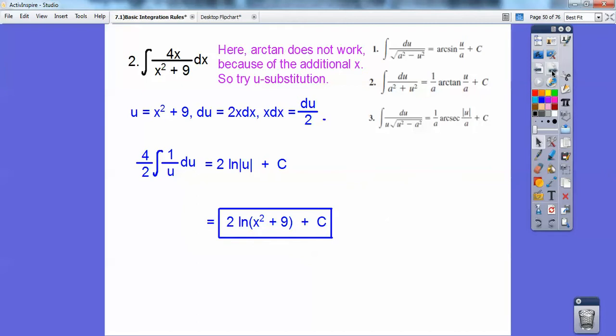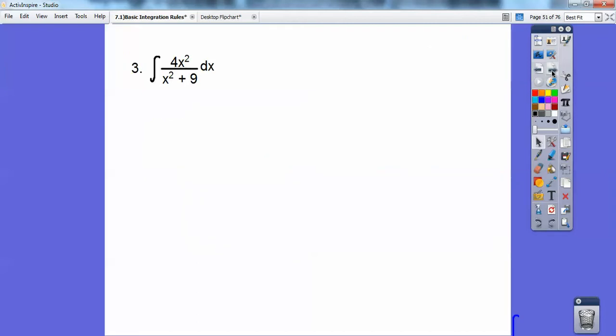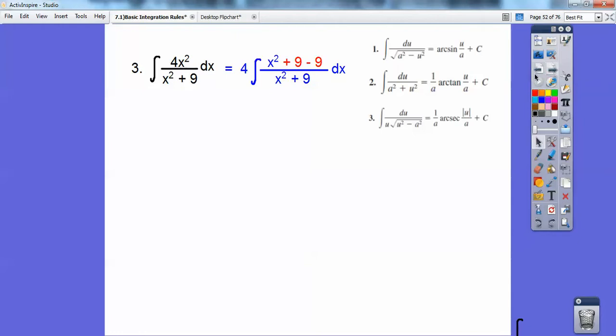Okay, and then this one, what I would do is pull that 4 out, and then this is just a trick. I didn't just think of this right off the bat, you guys. This is just from practicing and looking back at my notes. So this is plus 0, and it's a nice handy little trick. Here's x squared plus 9 over x squared plus 9, and then minus 9 over x squared plus 9. And this minus 9 with this 4 is that minus 36. And then here's my arctangent, and then this is just 1.